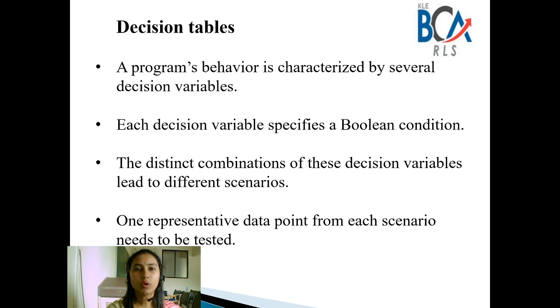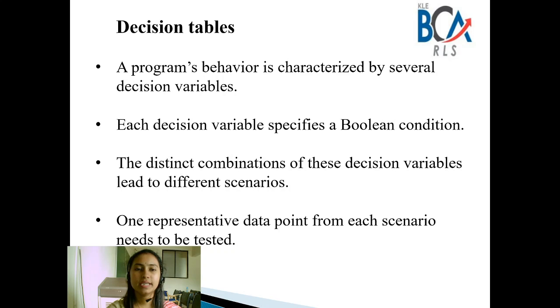So basically a program will be characterized by some decision variables. Each program will have some decision variables, and these decision variables specify a Boolean condition. It can be true or false, or it can be 0 and 1. Okay, so with the distinct combination of these variables, these lead to different scenarios, right? The different combinations will lead to different decisions or different scenarios, and so one has to represent the data point from each scenario which should be tested.